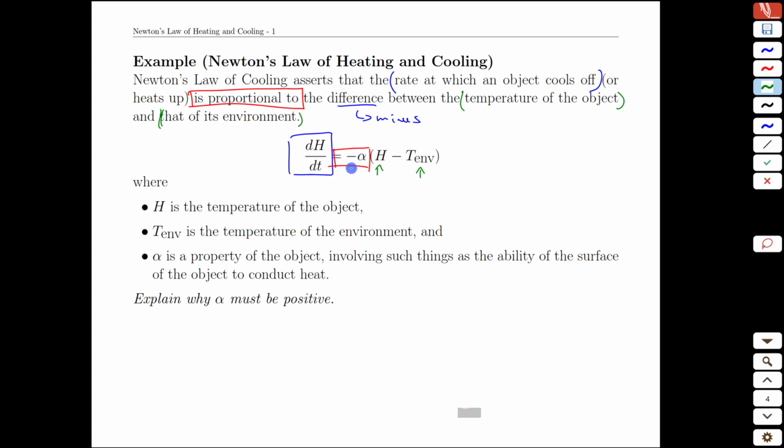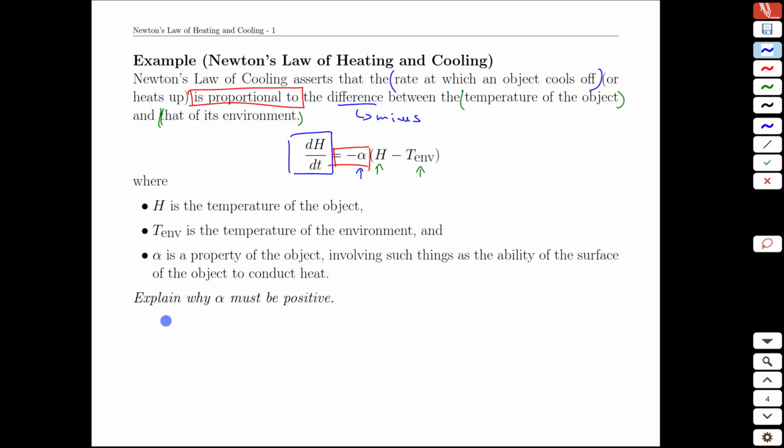This constant of proportionality, alpha here, would be a property of the object involving things such as the surface area, the ability of the surface to conduct heat, heat capacity. Those would all be boiled into that one constant to describe the difference between heat transfer from a can of soda, a block of ice, any number of other kinds of substances.